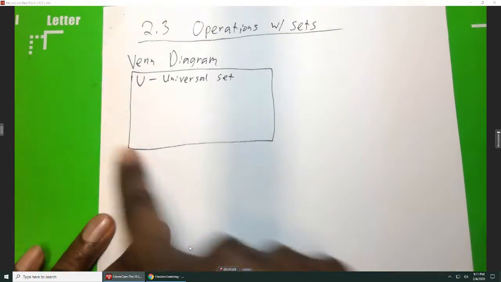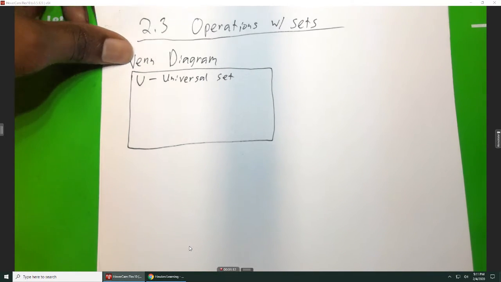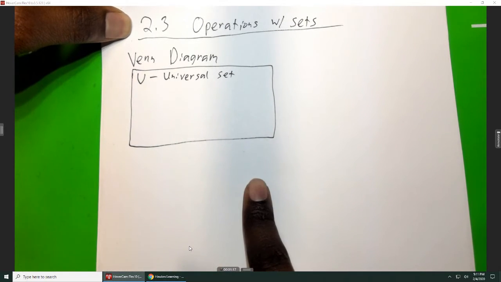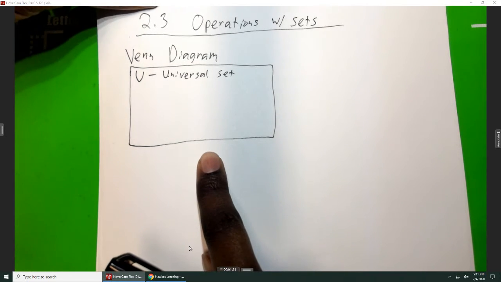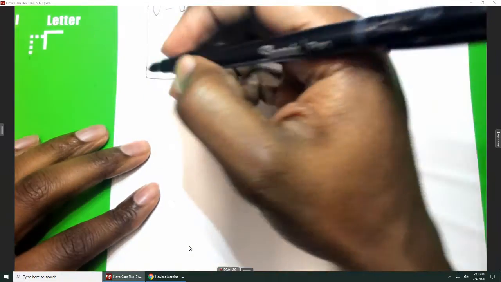So we're going to be using these Venn diagrams to show you what these set operations are. Okay, so you'll just see a box, you'll see a U, which represents everything that we're describing in the problem that we'll be working with. Okay, so one of the first ones we look at is intersection.